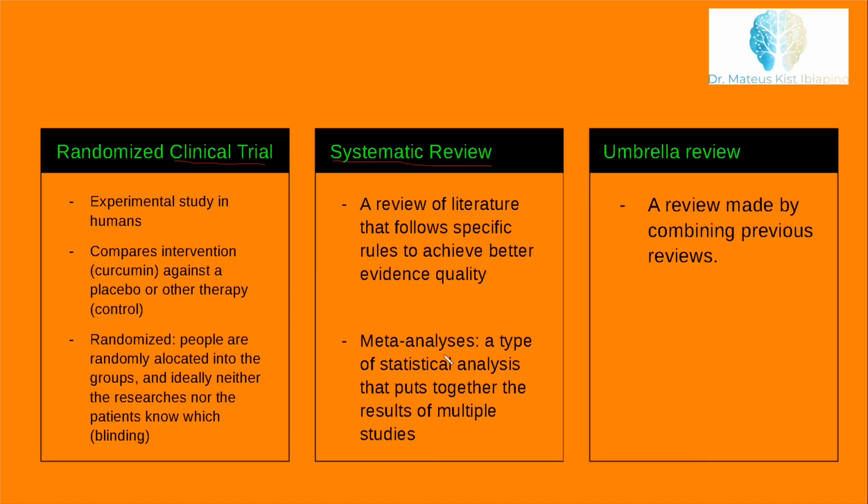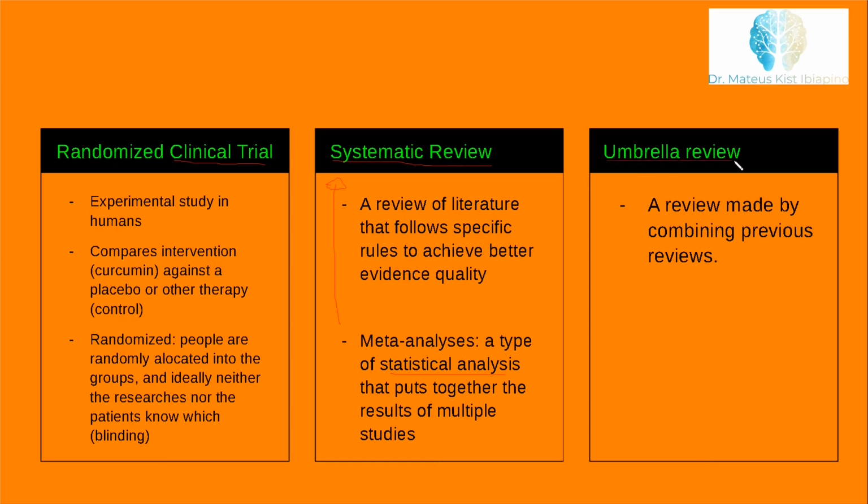And what is a meta-analysis? A meta-analysis is a type of statistical analysis usually done inside a systematic review. So, a systematic review may or may not have a meta-analysis. It will depend if the studies that comprise the systematic review are similar enough to be compared, to be joined using a meta-analysis. Sometimes they're not, other times they are. So meta-analysis is just a tool, a type of a statistical analysis that puts together the results of multiple studies.